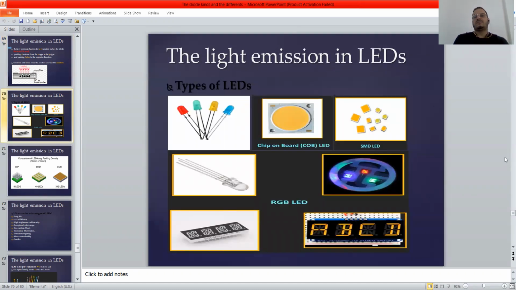Here, let's focus on the types of LED and take important features from this slide. Here we have different types of LED: ordinary LED, the COB, SMD, RGB. It's very interesting because it has 4 terminals, 4 legs, and 3 terminals here. Another kind, we use in calculators, scientific calculators, and watches.